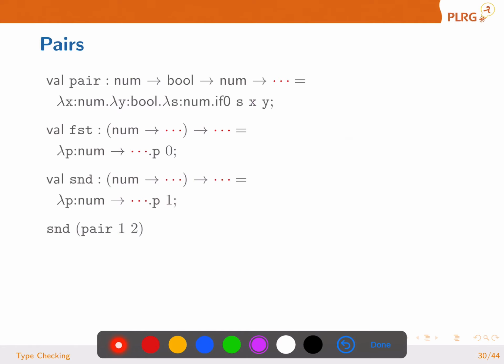Okay, then let's try the third example. How does it work? A pair this time takes a number and a boolean and produces a pair. The first and the second, we are in trouble. We get stuck. Why? What's wrong here?